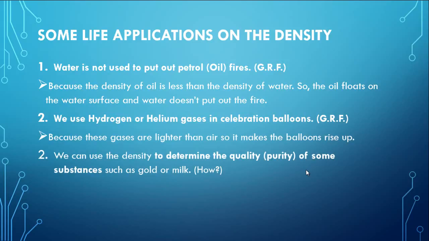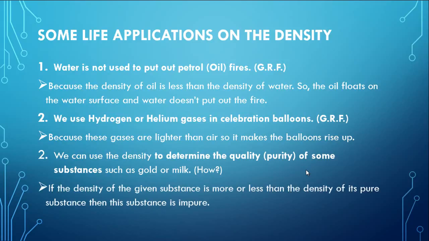We can use the density to determine the quality or purity of some substances such as gold or milk. How? If the density of the given substance is more or less than the density of its pure substance, then this substance is impure.